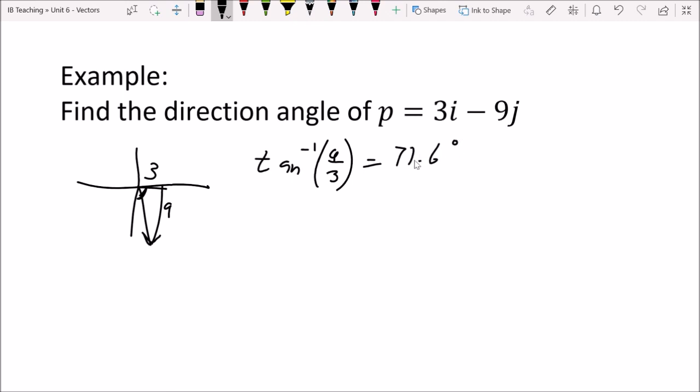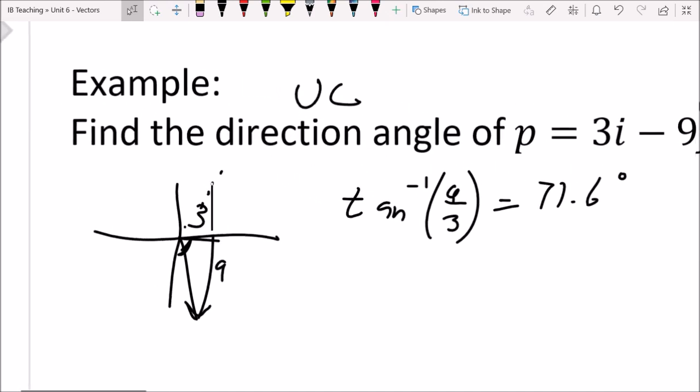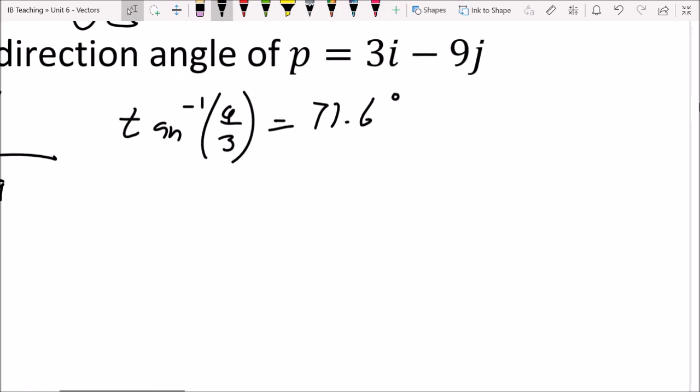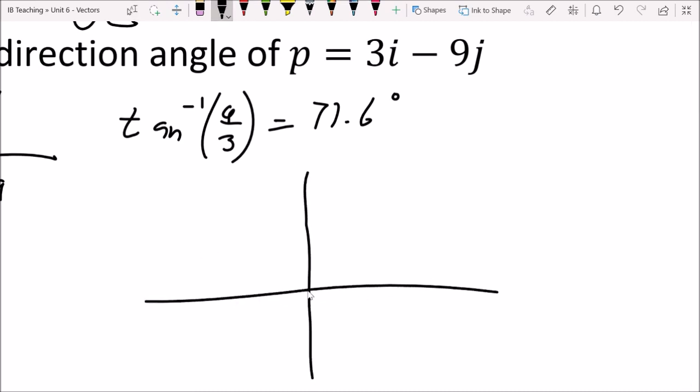Now, did you notice that that doesn't answer the question? Remember, the direction angle is asking for the unit circle location, and the unit circle location of 71.6 is out here somewhere. So we've got to be a little bit careful. Maybe I'll redraw the picture, try to do a little bit neater, and I'll try to label the important information. So our vector goes down like this. What we really just learned is that this angle is 71.6.